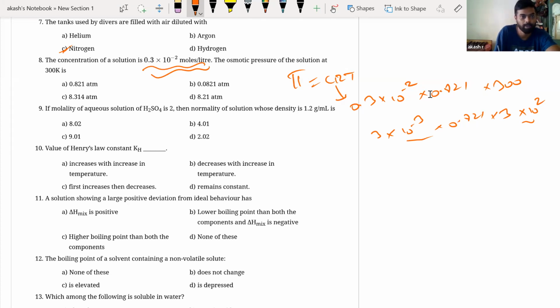There's something wrong with the question, right? 0.3, everything you're doing correctly only, right? 3 into 3, so approximately 9 it should become, right? But all the options are 0.0821 and stuff. The question is wrong.